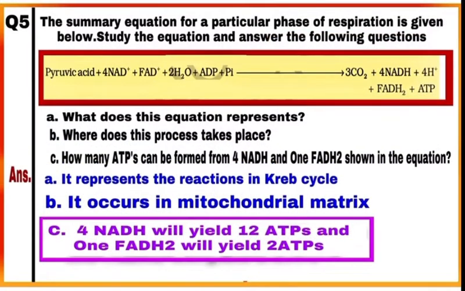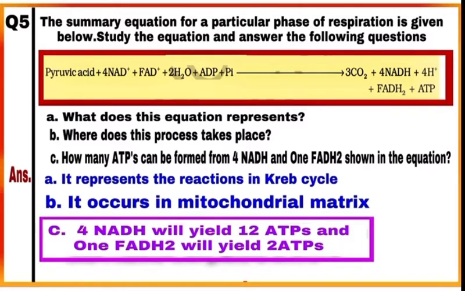Question 5. The summary equation for a particular phase of respiration is given below. Study the equation and answer the following questions. Part A. What does this equation represent? This summary equation represents the reaction in the Krebs cycle. Part B. Where does this process take place? This process of the Krebs cycle takes place in the mitochondrial matrix.